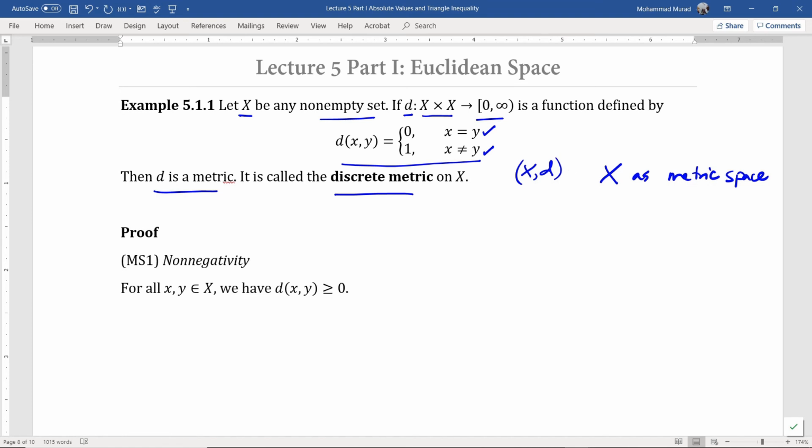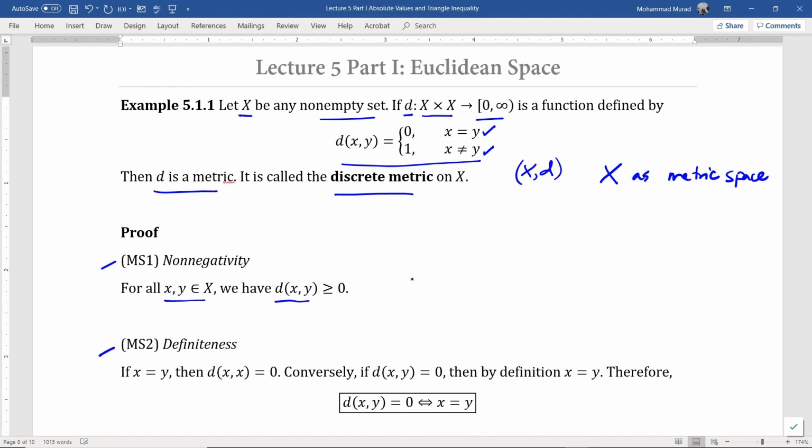Let's see the proof of whether D is a metric. The first property is called the non-negativity. We should prove that for all x and y in the set X, we have D of x comma y is non-negative. And this is clear from the very definition of the map itself. Because if x and y are in the set X, then the distance between x and y must be either equal to 0 or 1, which is non-negative in every case.